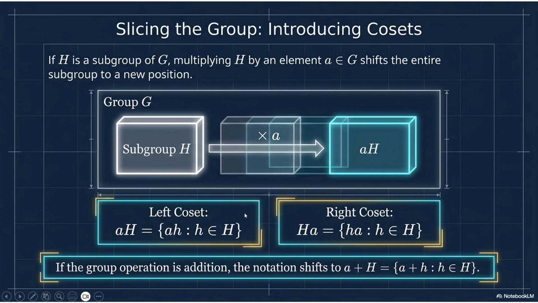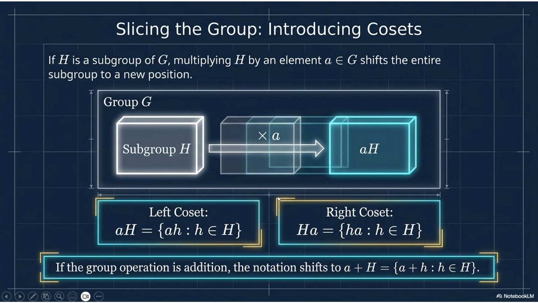Since group G is not always abelian, I can have two types of coset. One is the left coset and the other one is the right coset. If I operate A from the left side on all elements of H, I get the left coset. And if I operate A from the right side with all elements of H, I get the right coset. Once my group G is abelian, these cosets will coincide. That is, the left coset will be equal to the right coset.